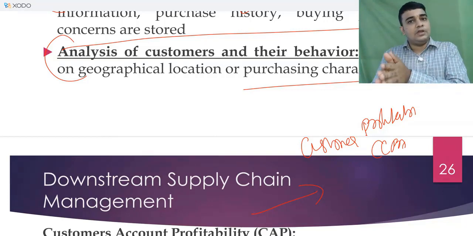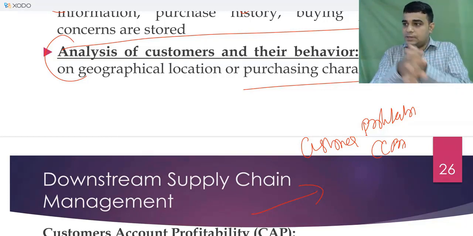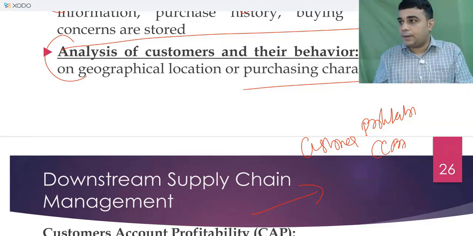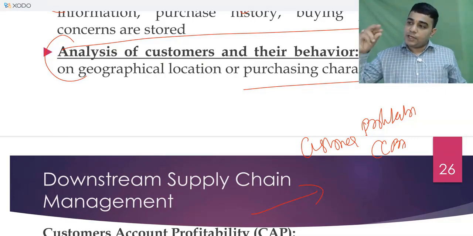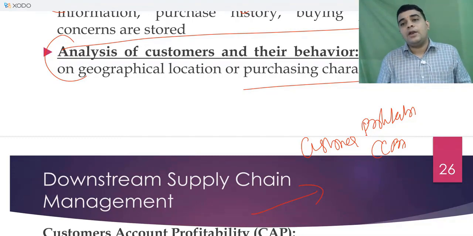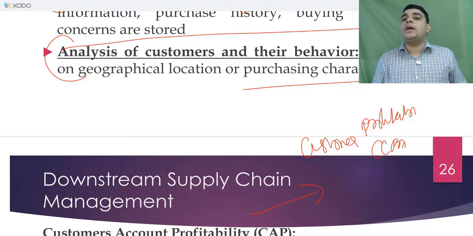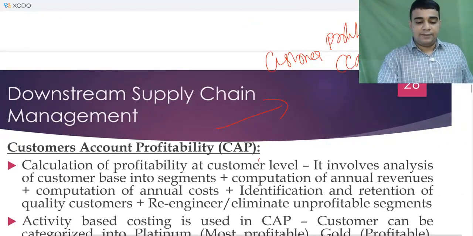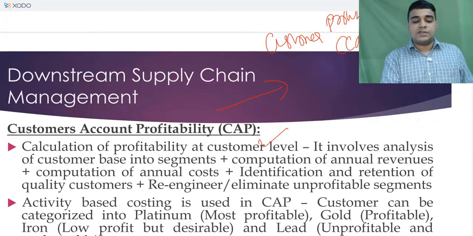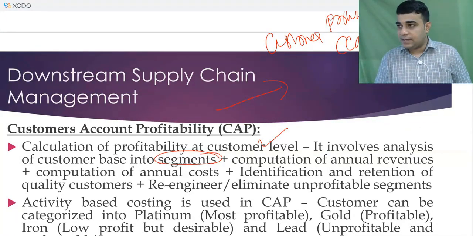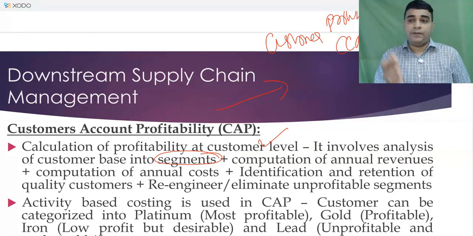Once this is done, you will get to know profitable customers, non-profitable customers. You may try to engage more with your profitable customer and see if there is a possibility of converting your unprofitable customer into a profitable customer. If not possible, please don't continue dealing with that customer. Calculation of profitability at customer level involves analysis of the customer base into segments. I can prepare multiple segments if possible. For example, a business can have a segment, they may do it even based on geography.